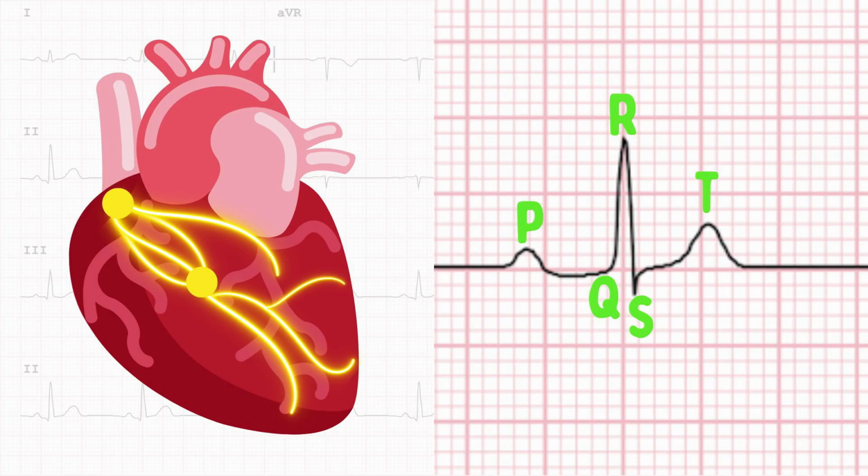So we'll review the basic ECG here real quick. The P wave is atrial depolarization. It's that first positive inflection. Then the signal holds up in the AV node in the PR segment. The QRS is ventricular depolarization, and the T wave is ventricular repolarization, the recharging of the ventricles.